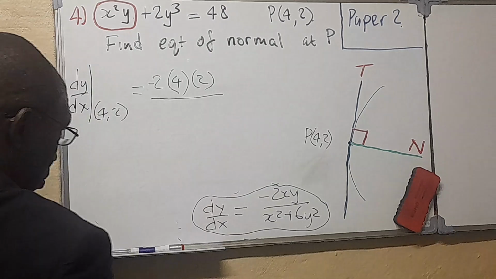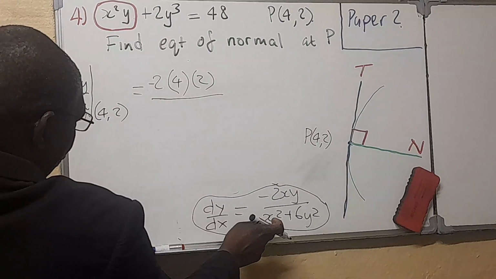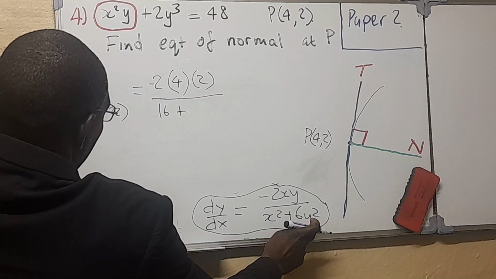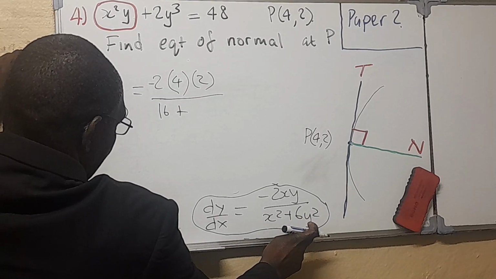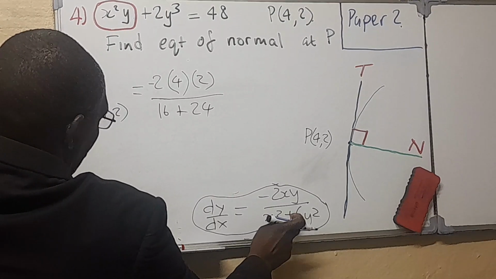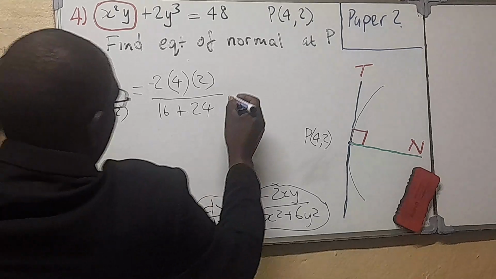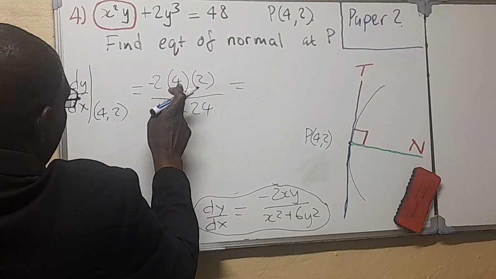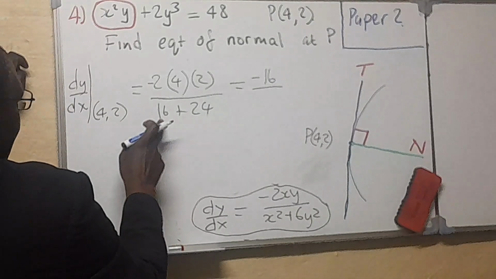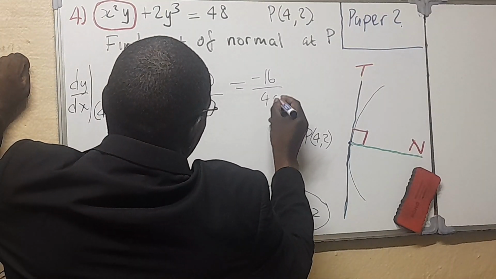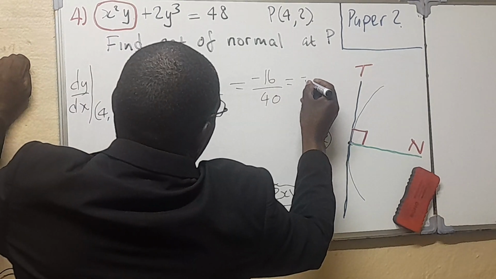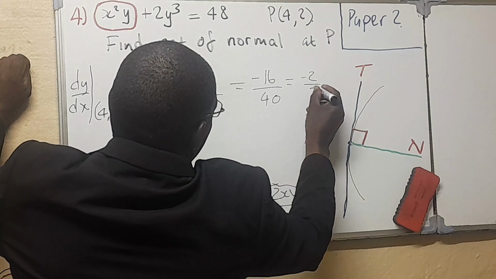And then divided by x is 2, x is 4 squared is 16, plus y is 2, which is 4 when it's squared, multiplied by our 6 gives us a 24. Okay, 6 times 2 times 2, which is 24. Simplifying this, we have minus 8 times 2, which is minus 16, divided by 16 plus 24, which is 40. Of course, we can simplify this, divide through by 8. That gives us minus 2 over 5.